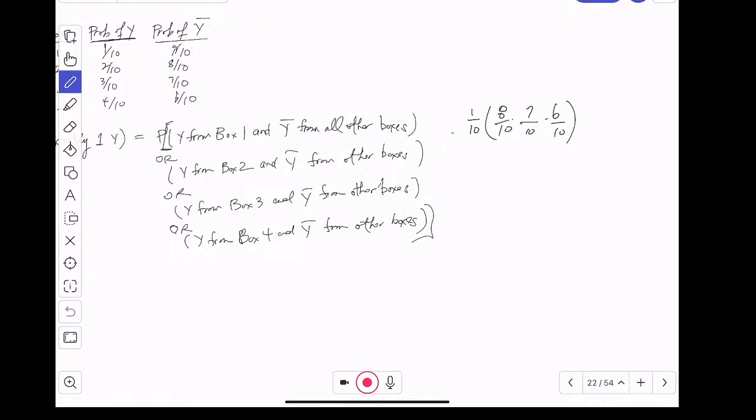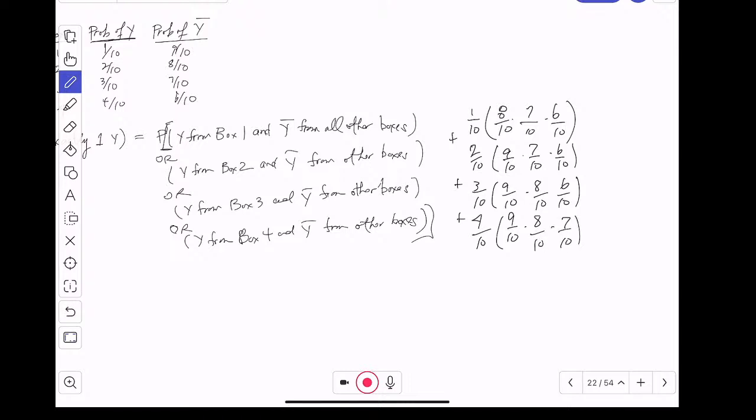And then the next one, I'm going to add that to 2/10 times 9/10, 7/10, and 6/10. And then the next one, from the third box, the chance is 3/10, and multiply that by 9/10, 8/10, and 6/10. And then finally 4/10 times 9/10, 8/10, and 7/10.